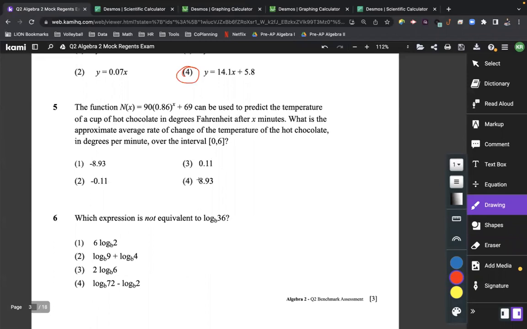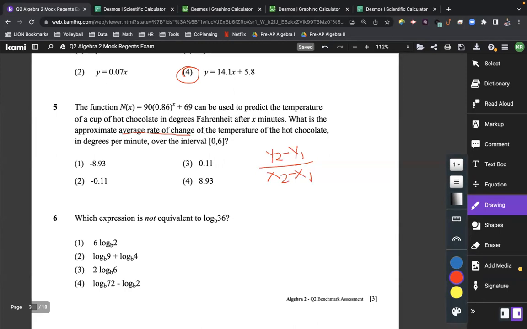This was another question that was calculator heavy. This function can be used to predict the temperature of a cup of hot chocolate in degrees. So what is the approximate average rate of change? Average rate of change is the big thing that you have to be focusing on. When you see the words average rate of change, you should automatically be writing the average rate of change formula, which we can all say in class, but when it comes to testing, you guys are still getting really confused.